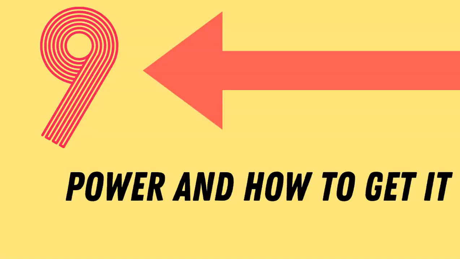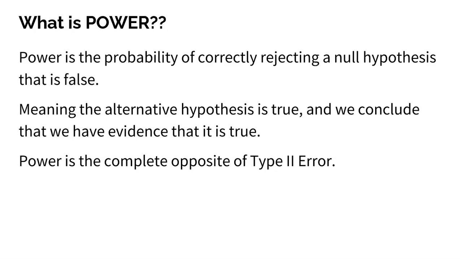Tip number 9, power and how to get it. So what is power? Power is the probability of correctly rejecting a null hypothesis that's false. So if the null hypothesis is wrong and the alternative hypothesis is true, and we conclude that we have evidence to reject the null and go with the alternative hypothesis, that's having power. So power is the complete opposite of type 2 error.